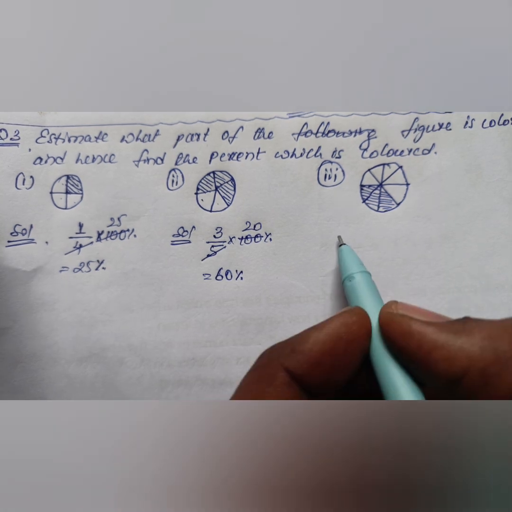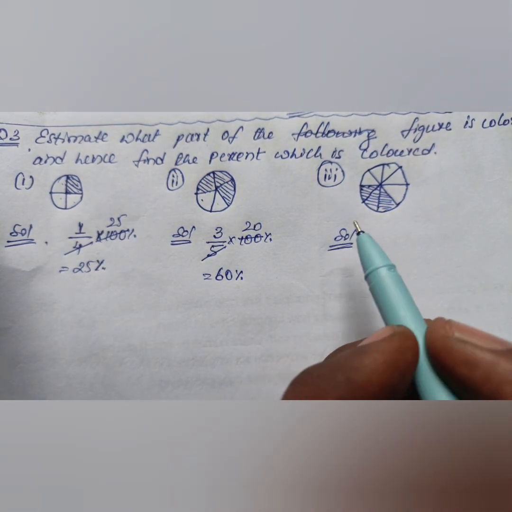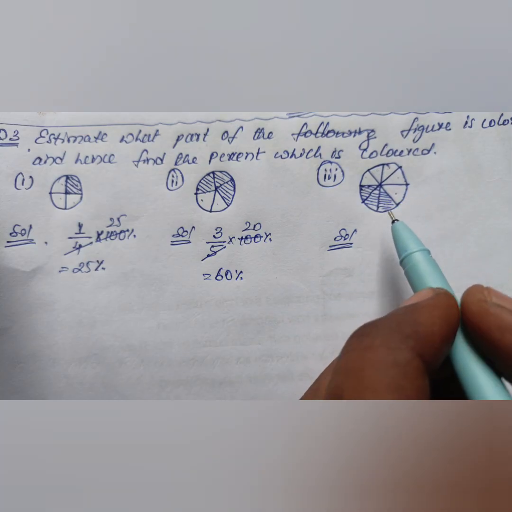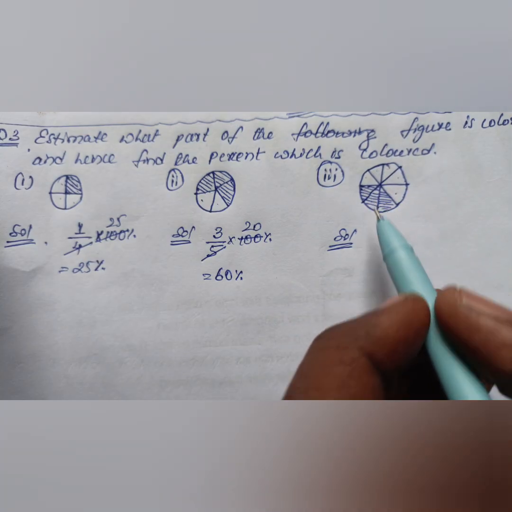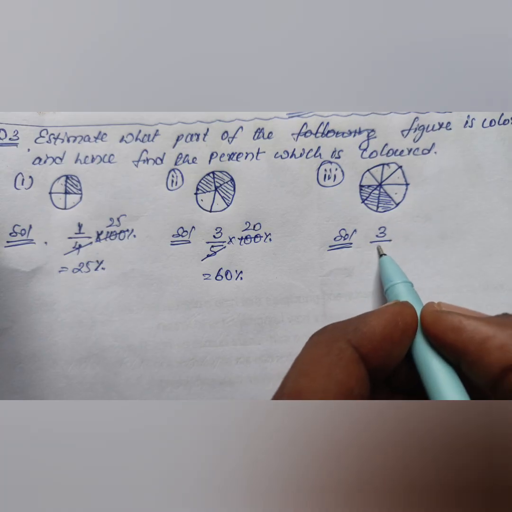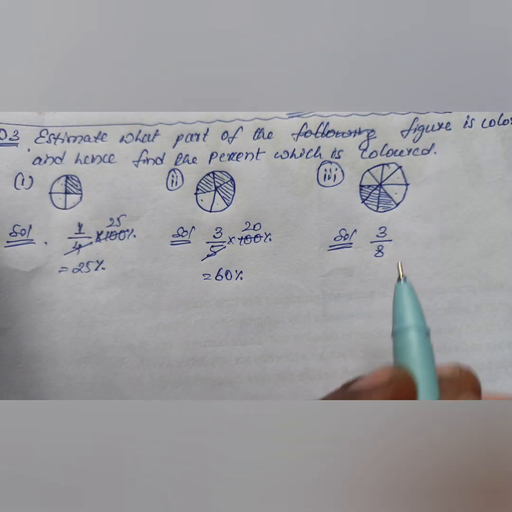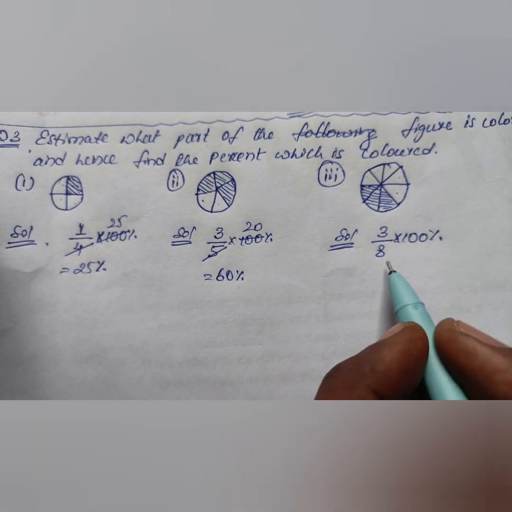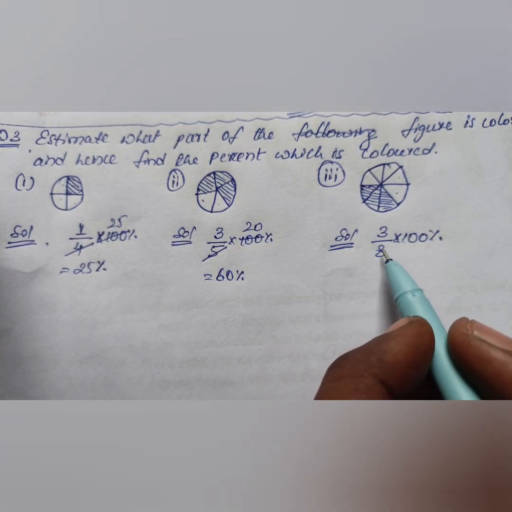Similarly, let's figure out the third one. 1, 2, 3, 4, 5, 6, 7, 8 parts are there. Out of 8 parts, how many parts are colored? 1, 2, 3. So we can write it as 3 by 8. 3 parts are colored out of 8 parts. Now how to convert into percentage? Into 100. So here we can calculate.